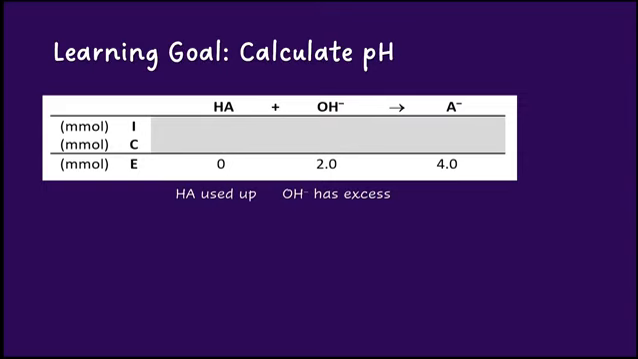In this generic millimole table, our E row shows us that the HA goes to 0, which means it has completely reacted. The OH minus is greater than 0, which means there is an excess, or more than what was necessary to fully react with the acid. Because we started with a weak acid, we also form conjugate base, A minus. However, we can effectively ignore the A minus here. The reason is that the hydroxide produced by the equilibrium of A minus is much less than the direct contribution of the excess hydroxide.